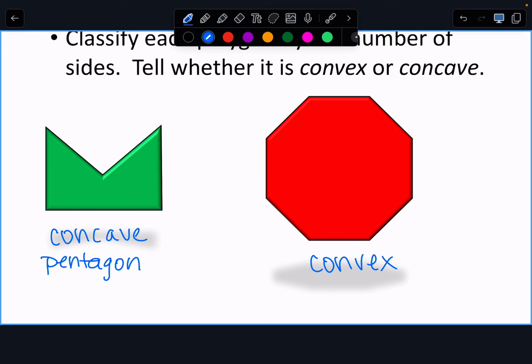Because what is it? It's an octagon, which is a stop sign. Okay.